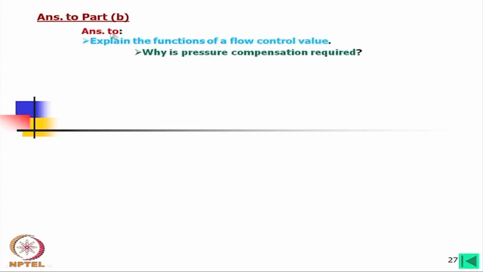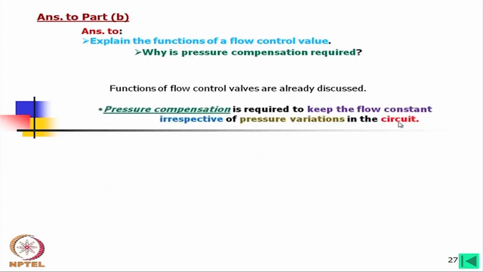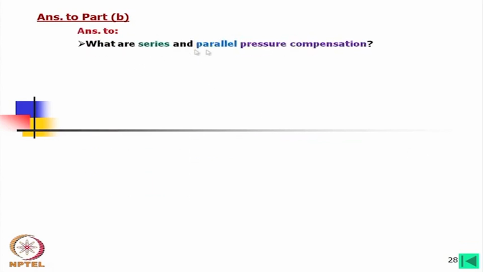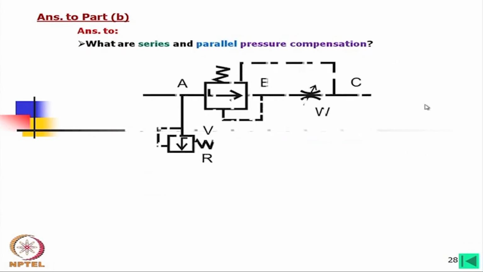Now, the answer to explain the function of a flow control valve, and why pressure compensation is required. Functions of a flow control valve are already discussed. Pressure compensation is required to keep the flow constant irrespective of pressure variations in the circuit, as we have discussed earlier. While you are answering, you have to write in this way. Now, what are series and parallel pressure compensation?